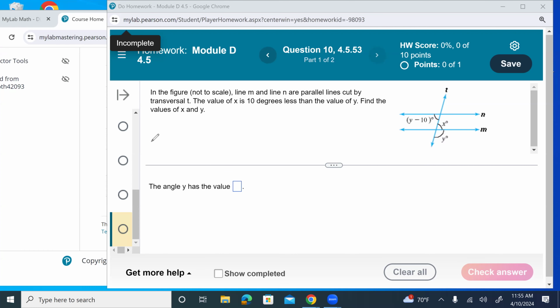No. If the first one was 5, what's the next odd number? 7. It's two more, right? And if the first one was 4, the next even number would be 6, if you added 2. So two consecutive even numbers, X plus 2. Two consecutive odd numbers, X plus 2. It works either way.